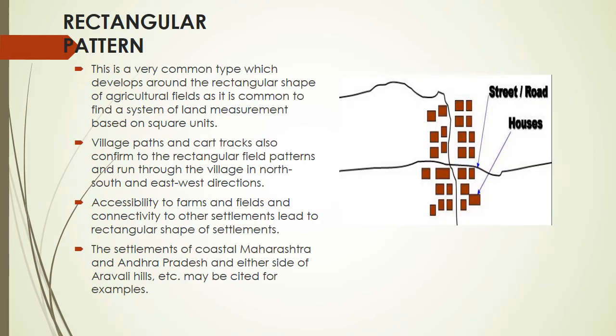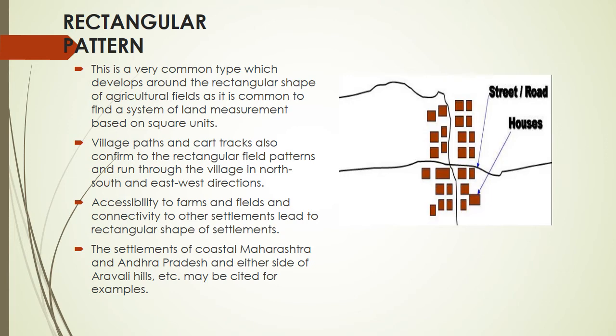There is a very common type which develops around the rectangular shape of agricultural field, as it is common to find a system of land measurement based on square units. So why is this type of settlement seen? It is very easy to measure the land in square units. Village paths and cart tracks also conform to the rectangular field patterns and run through the village in the north south and east west direction.